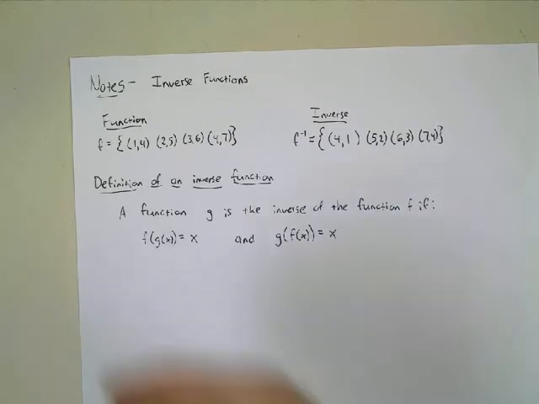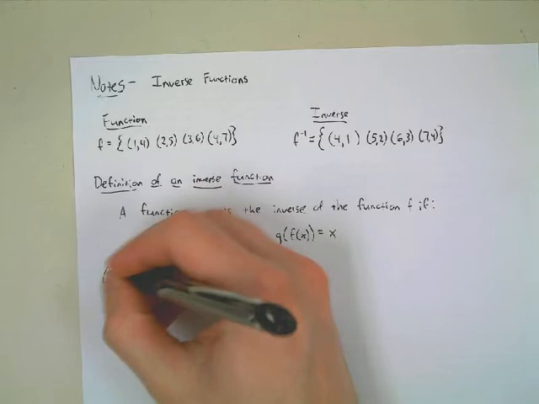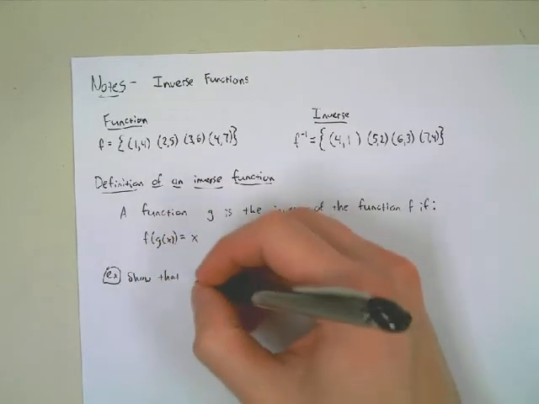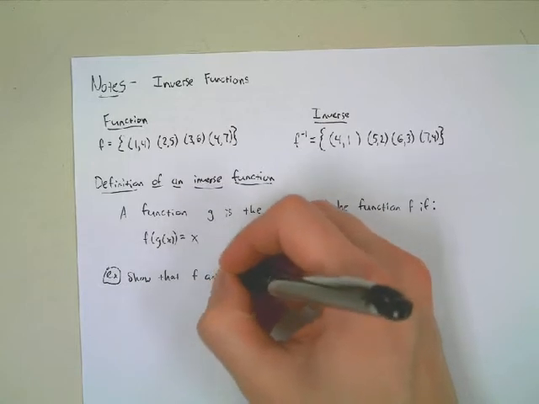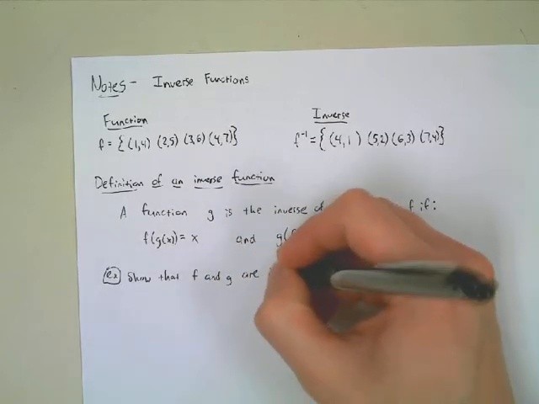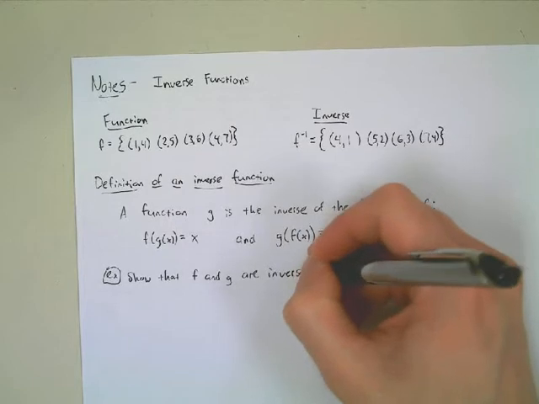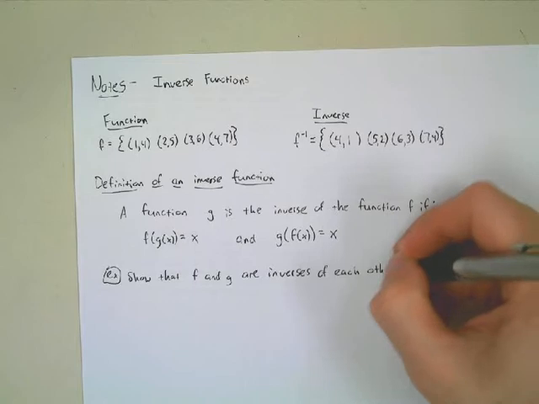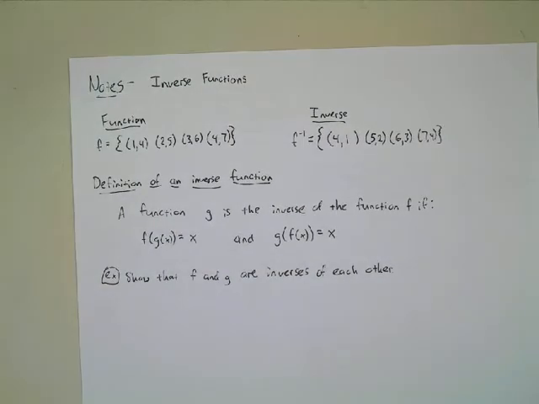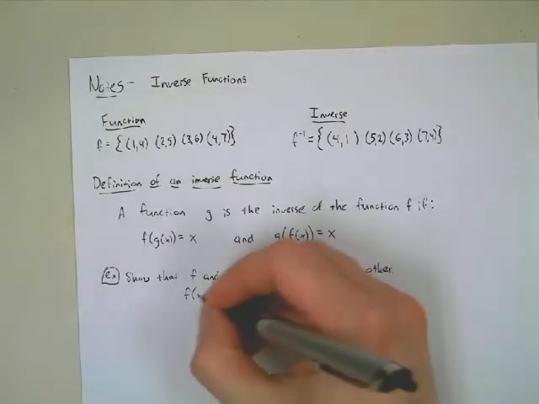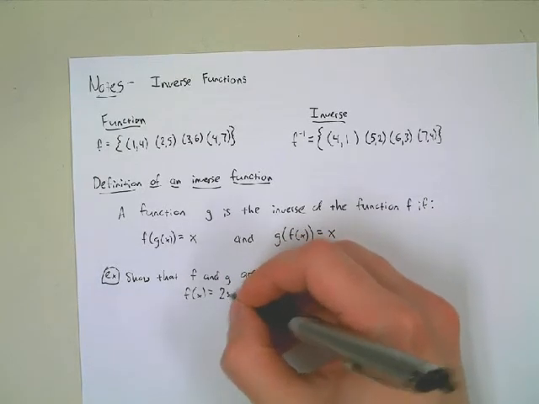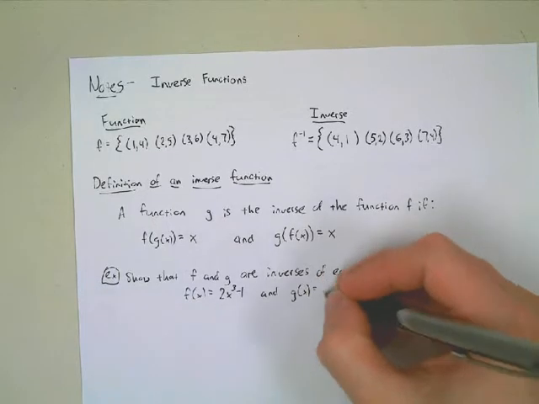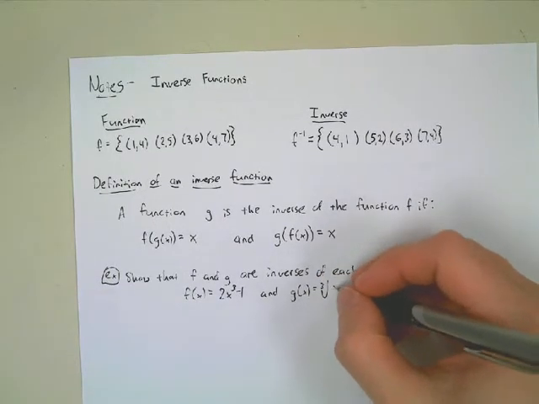All right, so let's take an example of that. We're going to show that f and g are inverses of each other. We'll have f of x equal to 2x cubed minus 1, and g of x equal to the cube root of (x plus 1) all over 2.